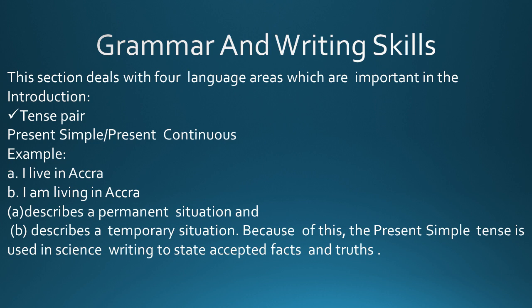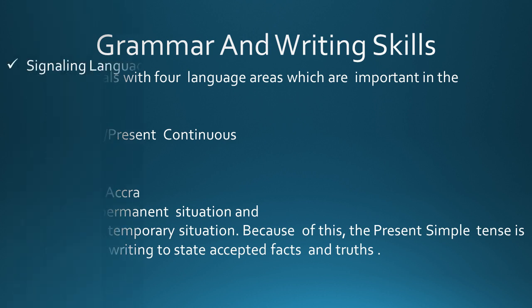For example, A. I live in Accra. B. I am living in Accra. A describes a permanent situation and B describes a temporary situation. Because of this, the present simple tense is used in science writing to state accepted facts and truths.